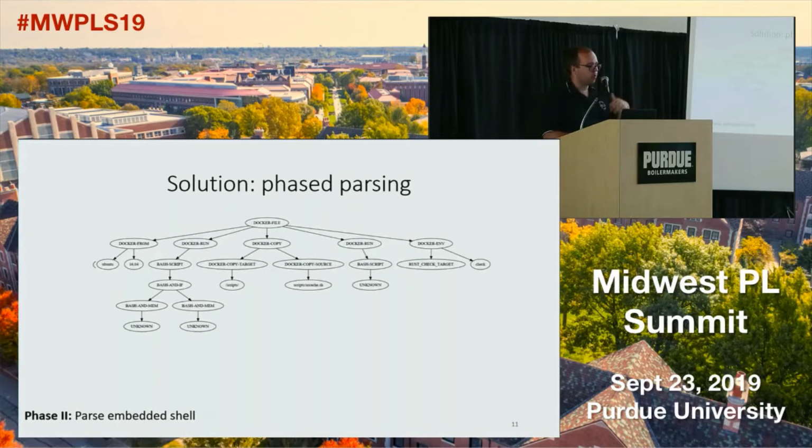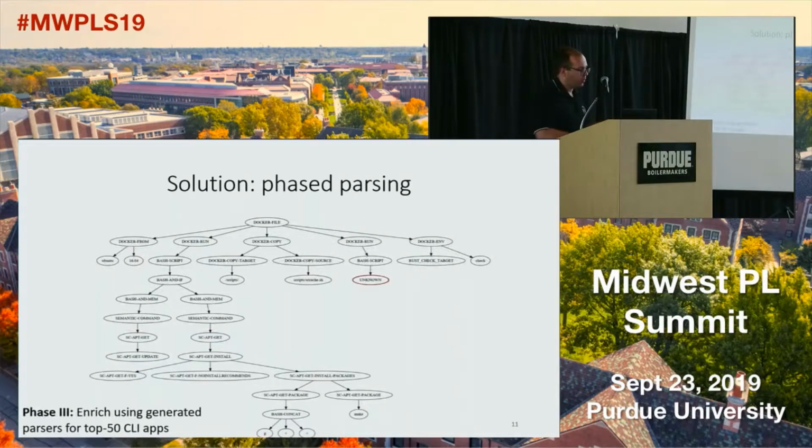In phase 2, we parse within the embedded bash. But again, we're confronted with more of these nodes like apt-get install foo that have more structure that we just aren't aware of at this step. So then you bring in those 50 generated parsers, and you get even more structure. And then there are some specific commands that you might not get structure for, and that's just that.